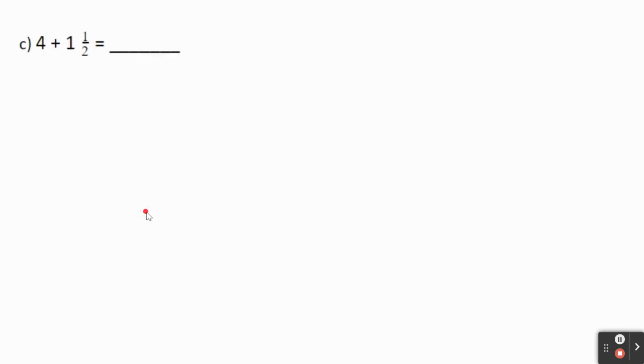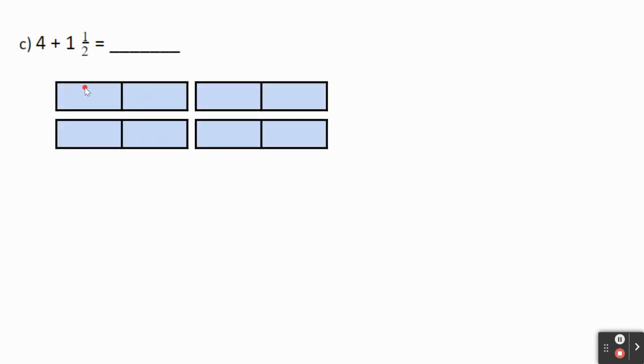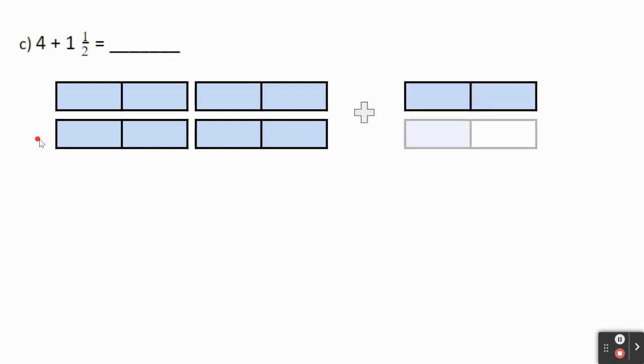Let's try with mixed numbers and whole numbers now. Here we have 4 plus 1 and 1/2. Let's first start representing 4 wholes. We can see in the next fraction our denominator is 2, so each of these wholes is going to be broken up into 2 parts. We have 1, 2, 3, 4 wholes. We are adding 1 and another half wholes. So this over here represents 1 and 1/2.